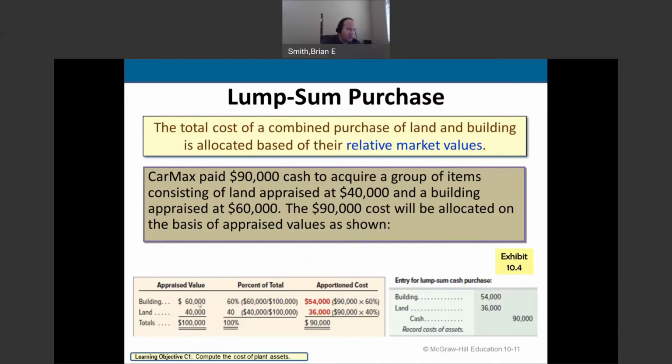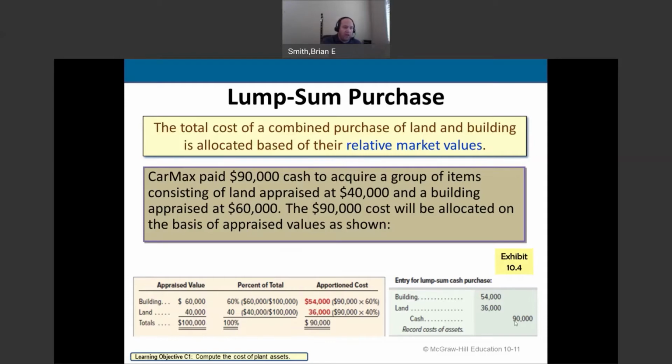We have a $60,000 appraised value and a $40,000 appraised value for building and land respectively for a total of $100,000. What we're going to do is get the percentage of that appraised total, and 60% goes to the building and 40% goes to land. So we're going to take that $90,000 we paid and multiply by 60%. That's going to go to our building and 40% to our land. Total amount will be $90,000 because we've got to value this at our cost. We can't record it at its appraised value or its fair market value.